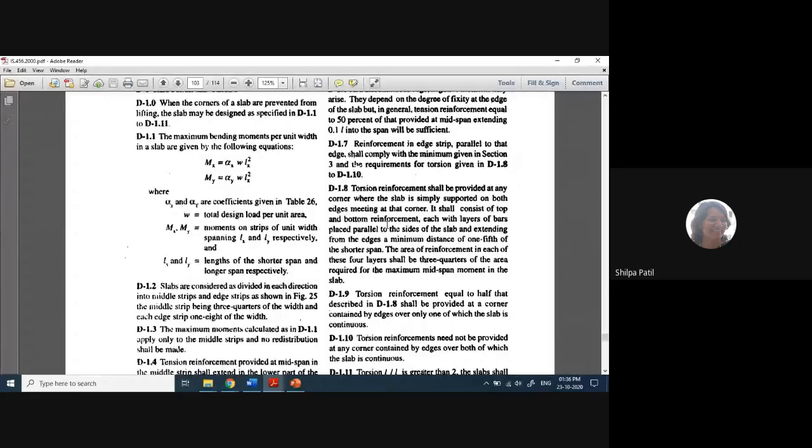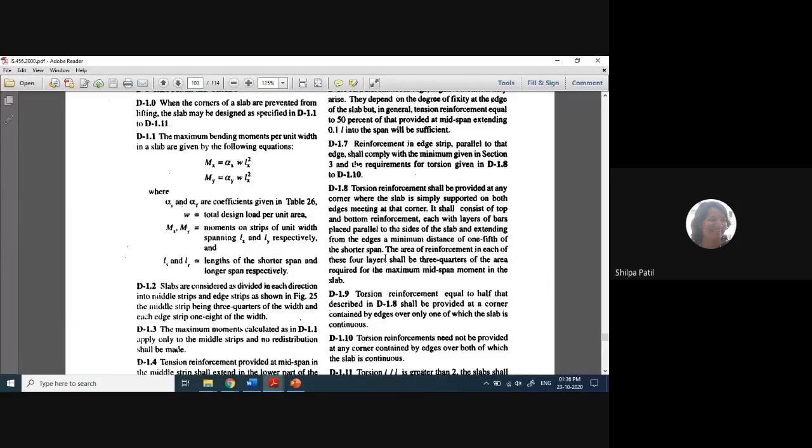It means the reinforcement will be in the top zone also and in the bottom zone also. That is in compression zone also and in tension zone also. Each with two layers of bars placed parallel to the sides of the slab. It means the bars will be in Y direction as well as in X direction. So it will be like a mesh. It will be like in the form of a mesh. There will be one top mesh and one bottom mesh. Extending from the edges a minimum distance of 1/5 of the shorter span.